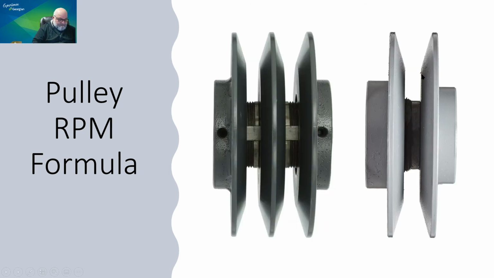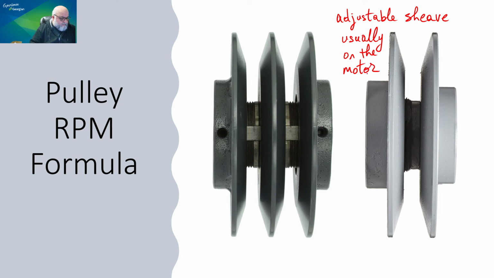And by the way, make sure you remember, this is called an adjustable sheave. They are usually or typically on the motor. Rarely are you going to see adjustable sheaves on a fan. It's not impossible, it's just rare to see that. All right, so you can see that this is for 2 belts, this is for 1 belt.